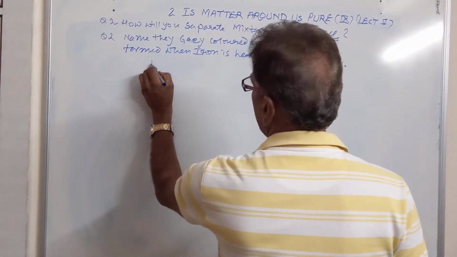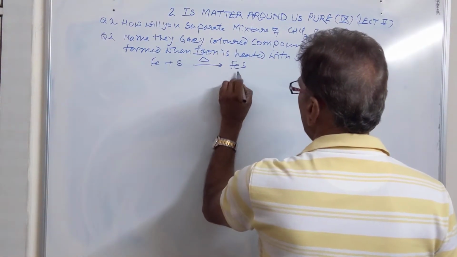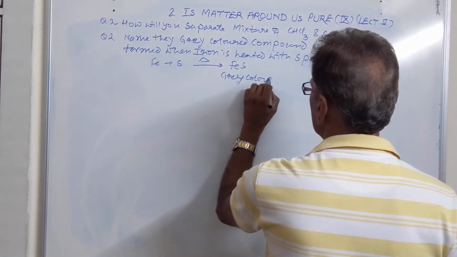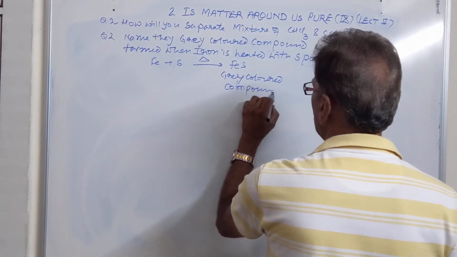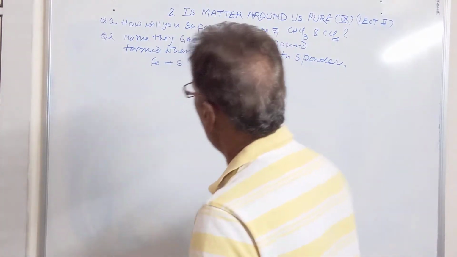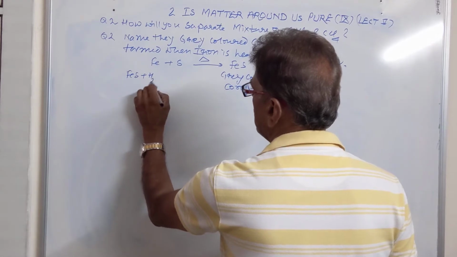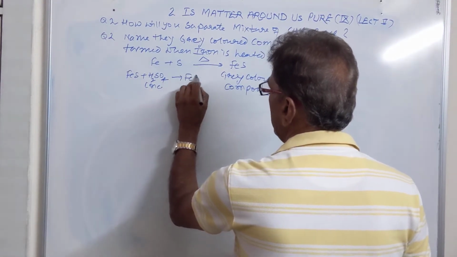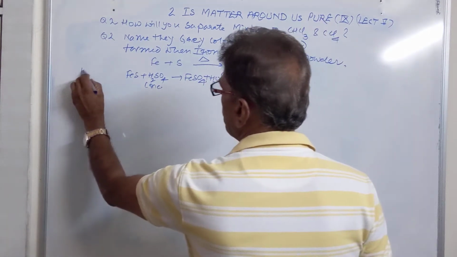Let us illustrate it with the reaction: Fe plus S, when heated, gives FeS. This is a gray color compound. Now, what is the use of FeS? The use of FeS is to prepare H2S gas. In salt analysis, it is used when FeS is treated with dilute sulfuric acid, you will get ferrous sulfate plus H2S gas. This is done in Kipp's apparatus.